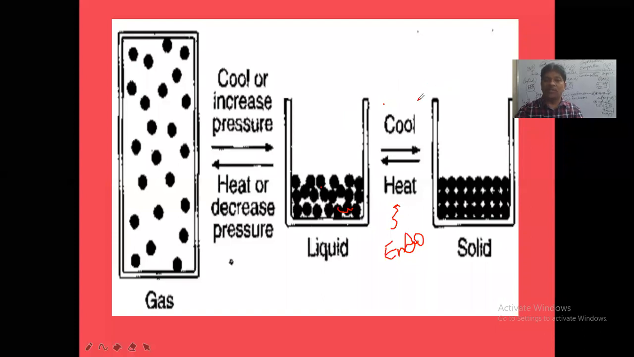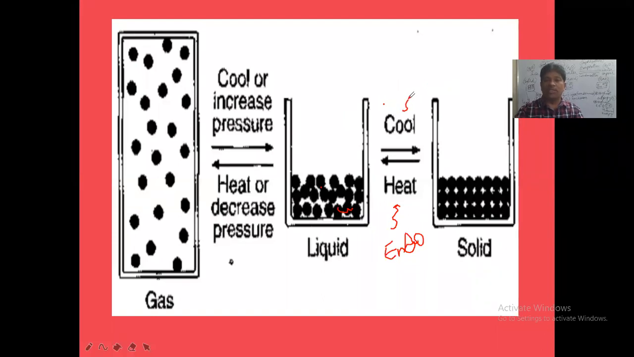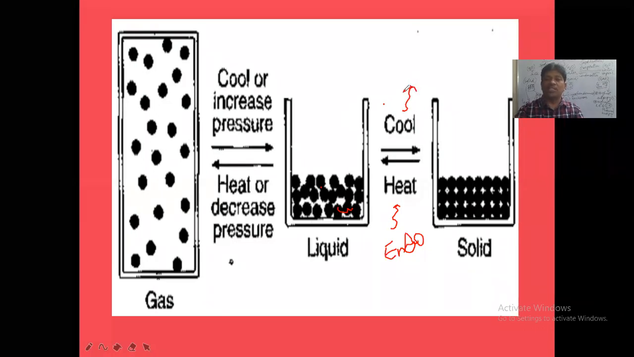That means what happened in this process? Some amount of energy is released. So when energy is released, that process is what? Exothermic. Which one is an exothermic reaction? Conversion of liquid into solid. The conversion of liquid into solid is an exothermic phenomenon. So exothermic and endothermic: if heat energy is evolved, it is called an exothermic reaction.